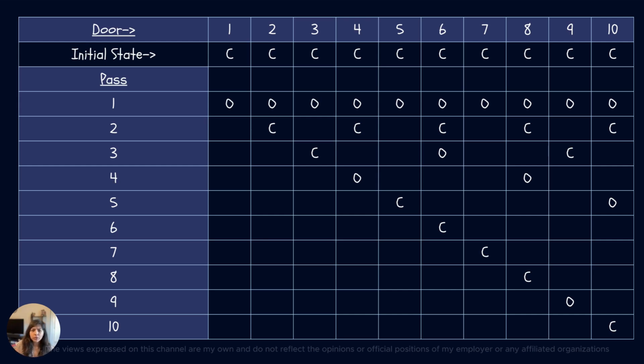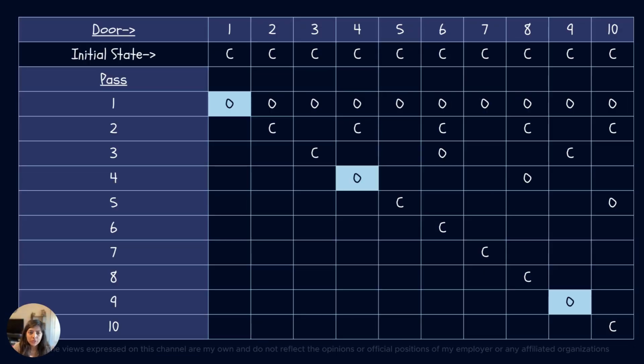So getting back to the question, at the end of 100 passes, in our case at the end of 10 passes, which doors still remain open? Which is door number 1, door number 4, and door number 9. So if you observe a pattern in these door numbers, these are perfect squares. So that is actually your answer for the 100 doors problem. The door numbers with perfect squares remain open. Now let's see why that is the case.